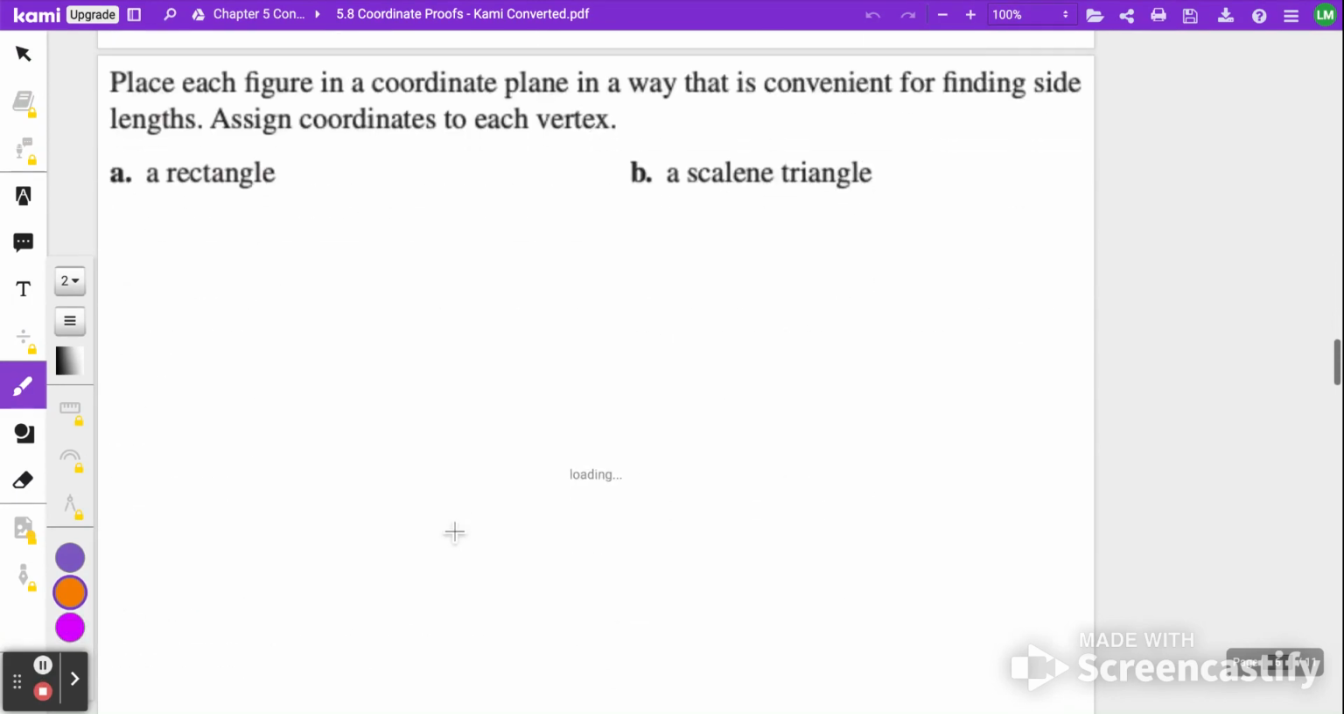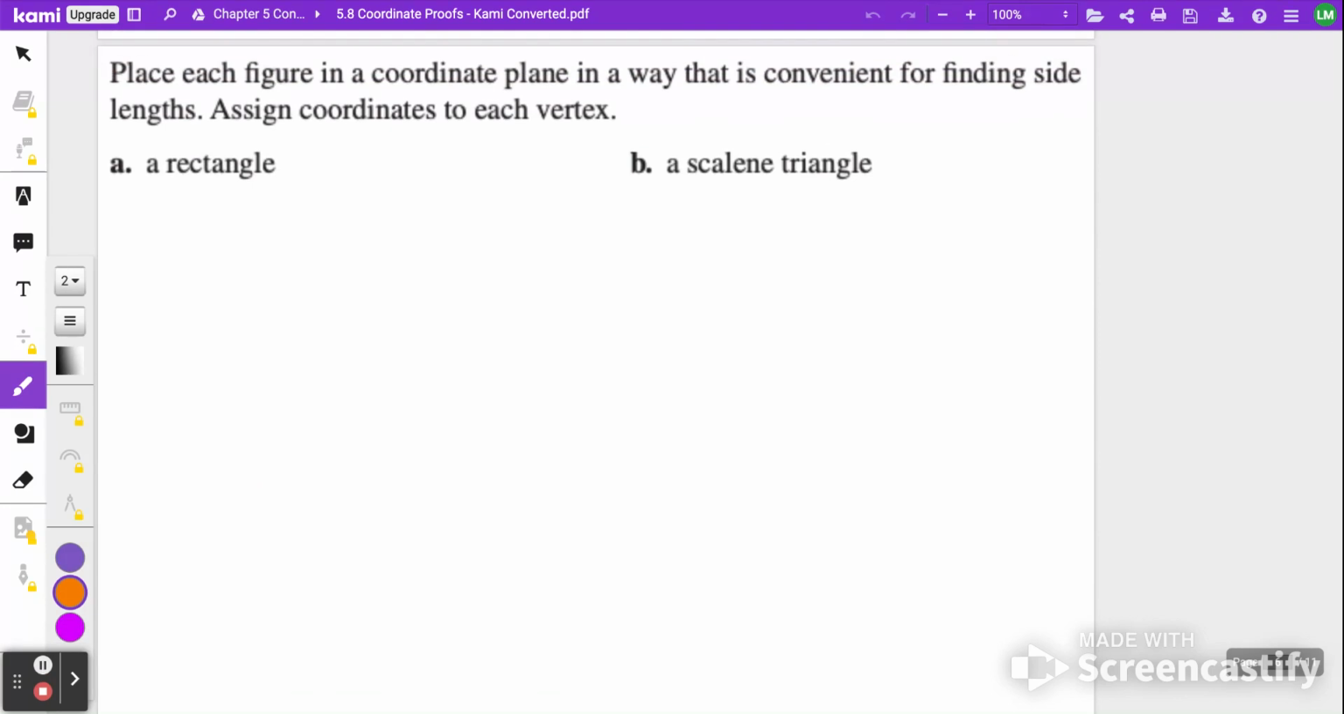Let's get started. The first example is just a general idea of when you can place a figure in a coordinate plane. We want to make sure it's convenient for finding the side length. So what we're going to do is assign coordinates to each vertex, and I'm going to show you how that works. It's more of an abstract thought, not necessarily a concrete number that we're assigning. So let's start with a rectangle.